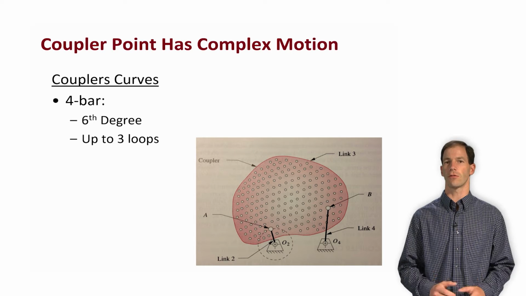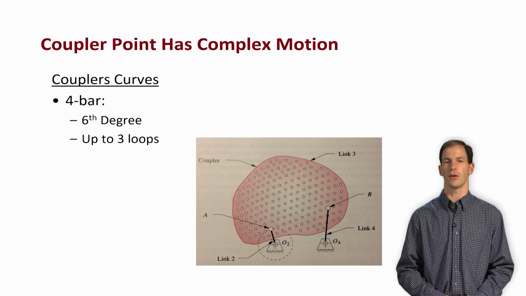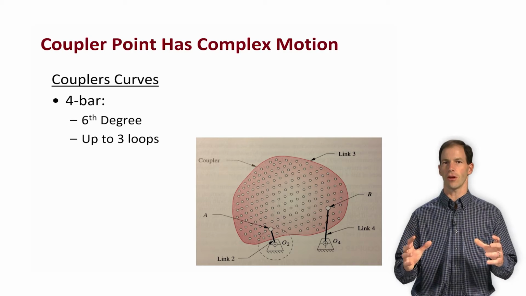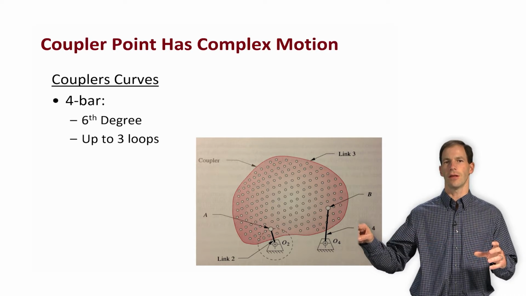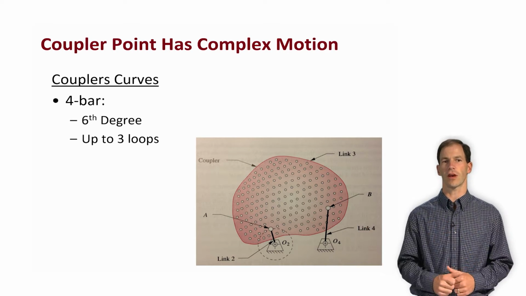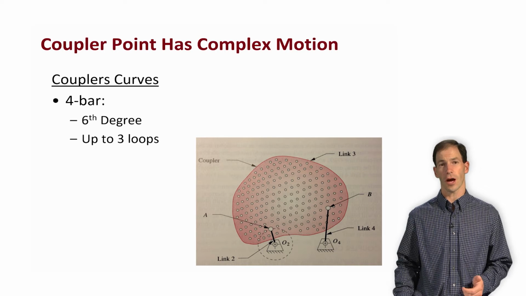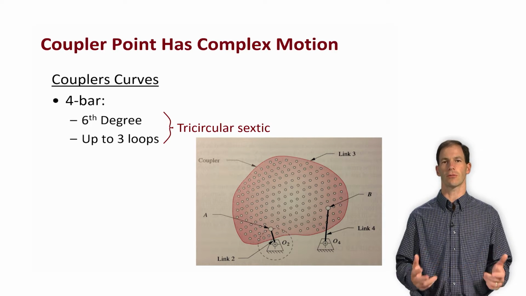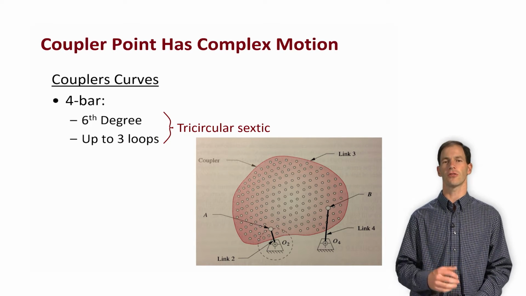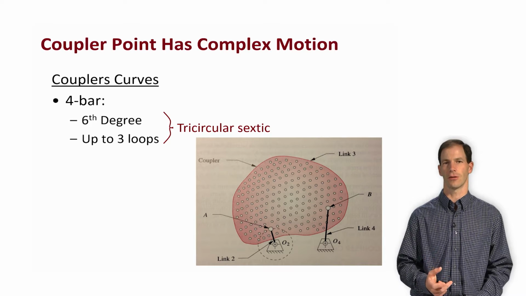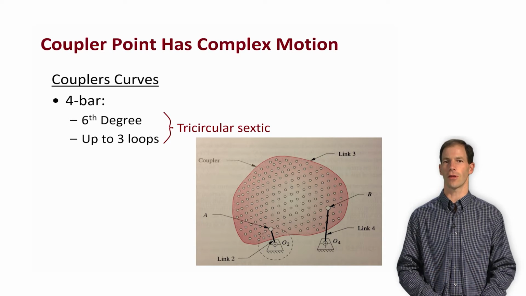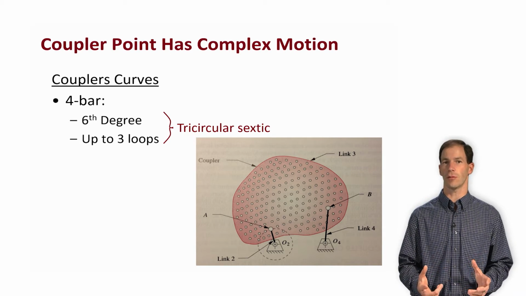Now, the coupler curve of just a 4-bar mechanism like this is what we call a 6th degree, which means that with a certain configuration of it, I could have a straight line that would be intersected 6 times by the coupler curve. And the coupler curve has up to 3 loops. So this is a fairly complex curve, and if you were going to talk to one of the mathematicians in Lind Hall, this is called a tricircular sextic. So a fairly complex curve that you're trying to predict how is this going to behave based on the geometry.